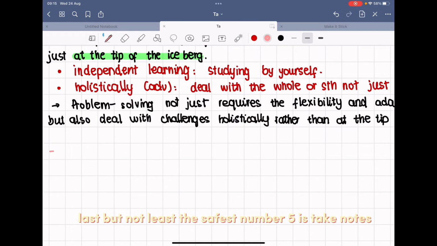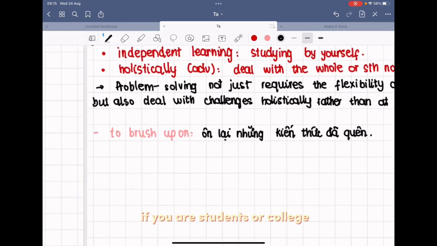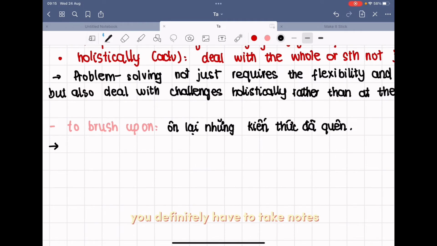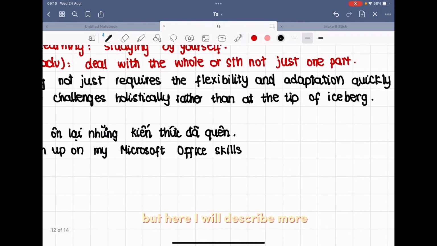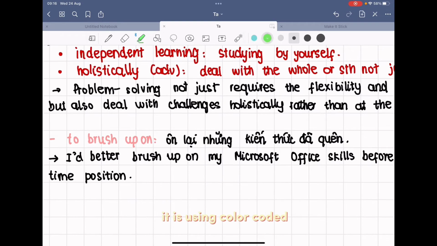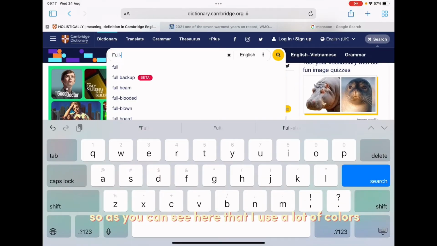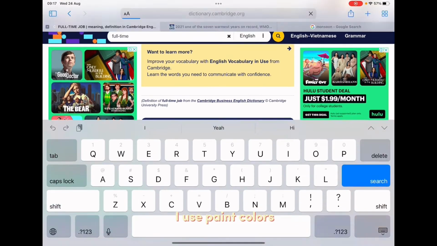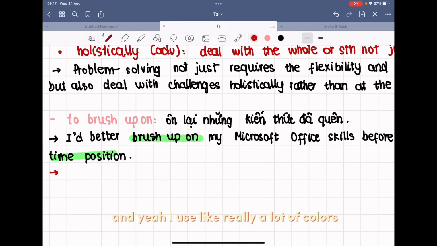Last but not least, study tip number 5 is take notes. Well, I know that all of you guys, if you're students or in college, you definitely have to take notes, either on iPad, on laptop, or on paper. But here I will describe more of an advanced note-taking skill. It is using color coding. So as you can see here, I use a lot of colors. I use pink colors, I use highlighters, some pictures, and yeah, really a lot of colors.